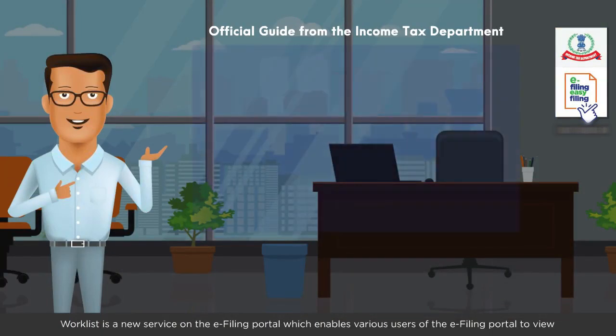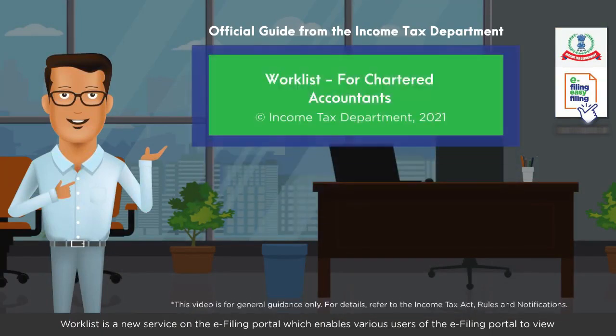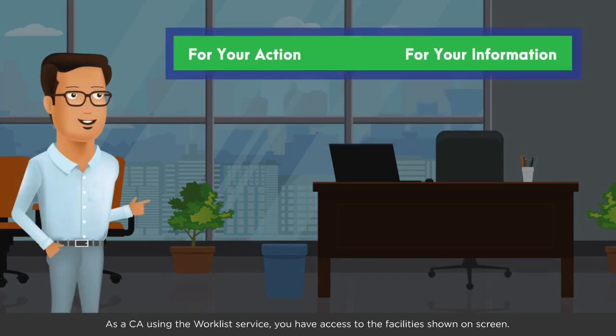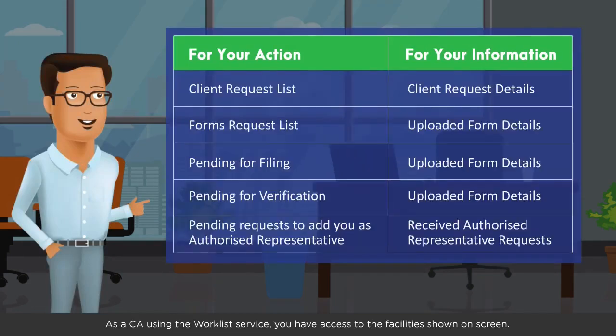Worklist is a new service on the e-filing portal which enables various users of the e-filing portal to view and act on pending action items post-login. As a CA using the Worklist service, you have access to the facilities shown on screen. In this video, you will learn how to use these facilities.